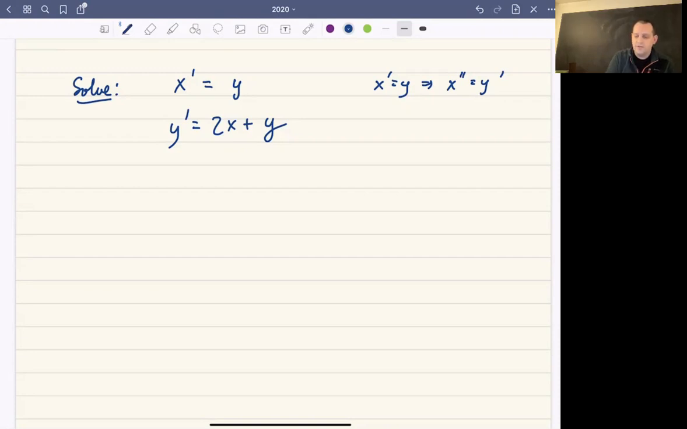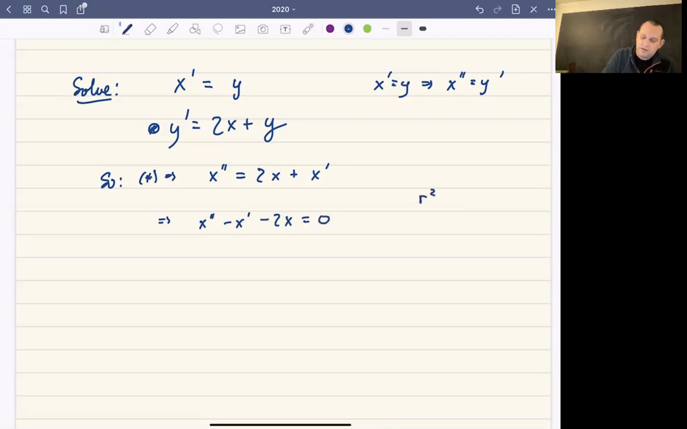And so if y prime is x double prime, then the second equation that we're looking at here, star, is going to become, let's see, x double prime is equal to 2x plus y. Now y we said was x prime. And now look, what we've done is we've taken this system and turned it into a second order linear homogeneous equation with constant coefficients. So this now means that we have to solve x double prime minus x prime minus 2x is 0.